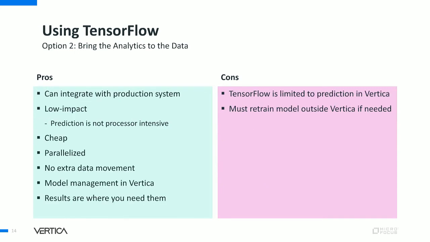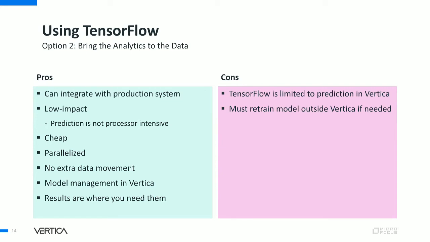So the second option is bringing the analytics to the data. So the pros of this approach are that we can integrate with our production system. It's low impact because prediction is not processor intensive. It's cheap, or at least it's pretty much as cheap as your system was before. It's parallelized because Vertica is always parallelized, which we'll talk about in the next slide. There's no extra data movement.